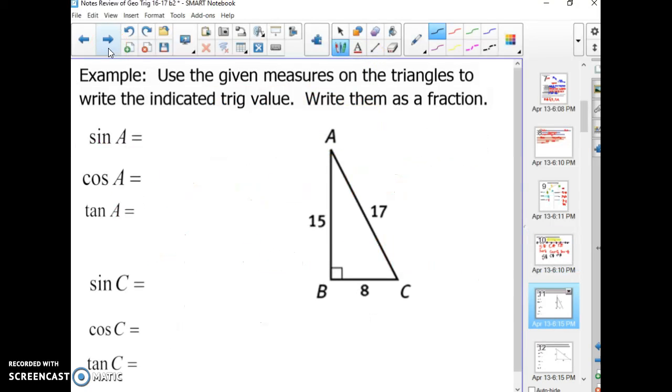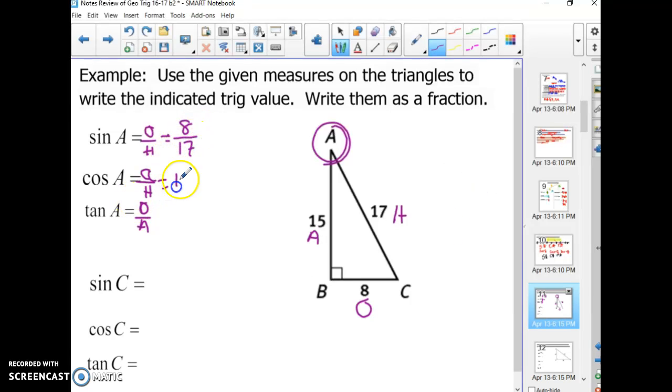So for this, I have the sine of A, so I circle A. So I got some old hippie caught another hippie tripping on acid. So there we go. For that, my opposite is 8, my hypotenuse is 17, and my adjacent is 15. So that ratio is then 8 over 17. My adjacent is 15. I get 15 over my hypotenuse, which is 17. And then my tangent, which is my opposite, 8 over 15.